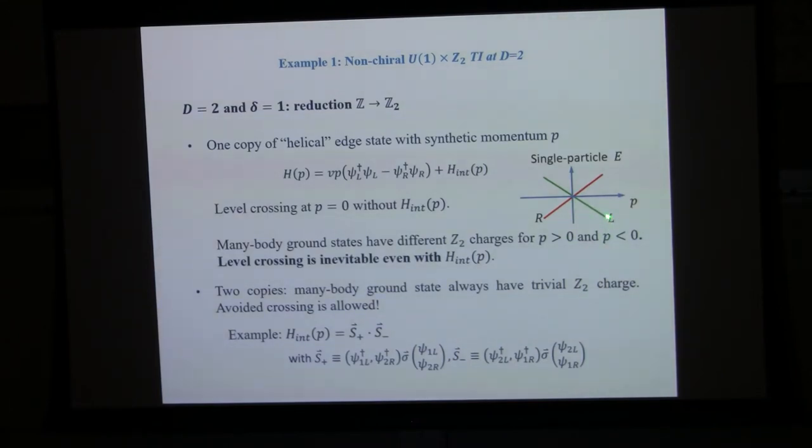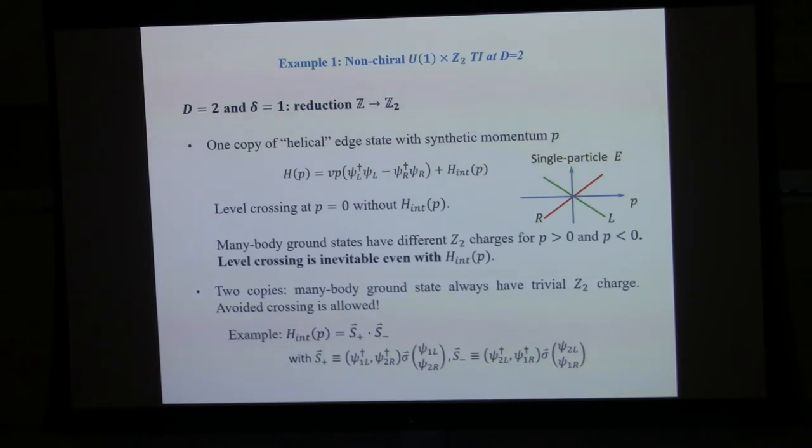The left fermion will fill one left fermion, but the right fermion will be a vacuum. But then when P is very small, the left fermion will be a vacuum, but the right fermion will have one particle. Remember that a right fermion and a left fermion carry opposite Z2 charge. This means that at the two ends of this tuning, these two ends will carry opposite Z2 charge. This means that, no matter what interaction we turn on, there has to be a level crossing. There has to be a phase transition when I tune P.